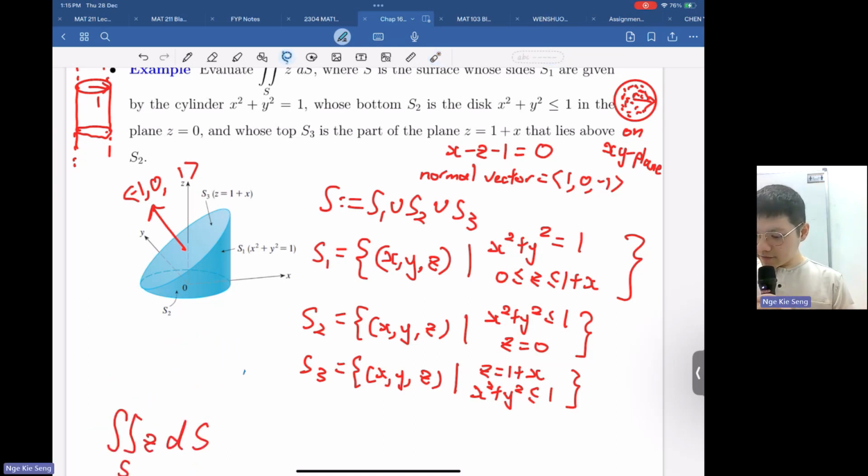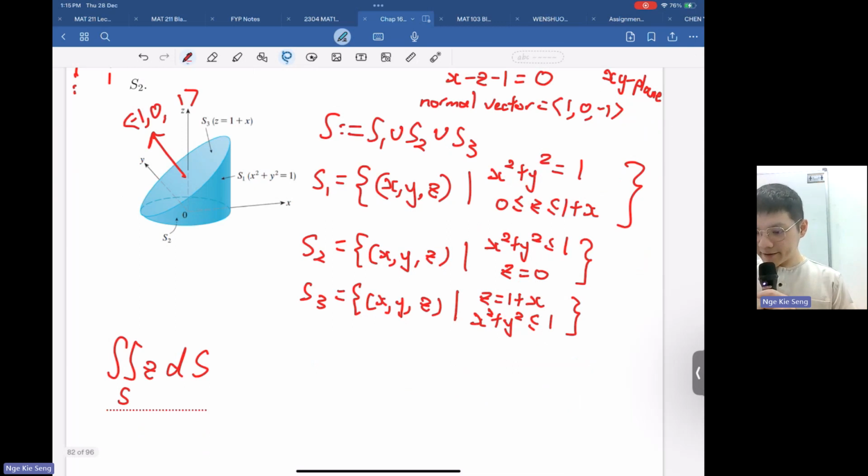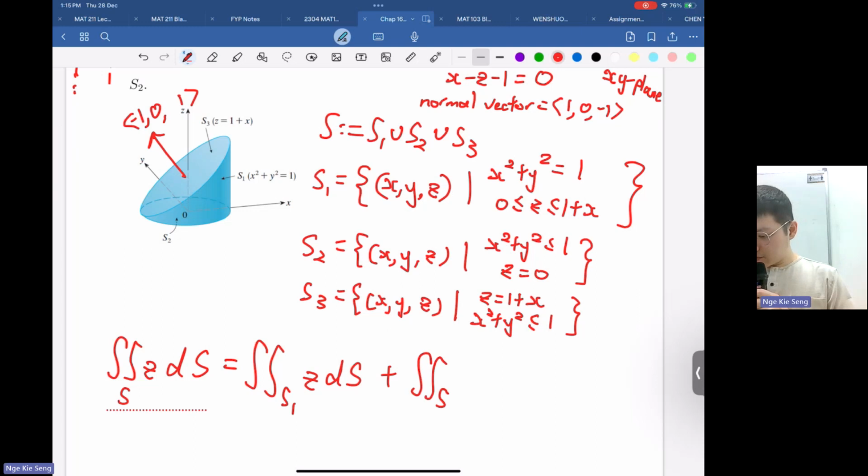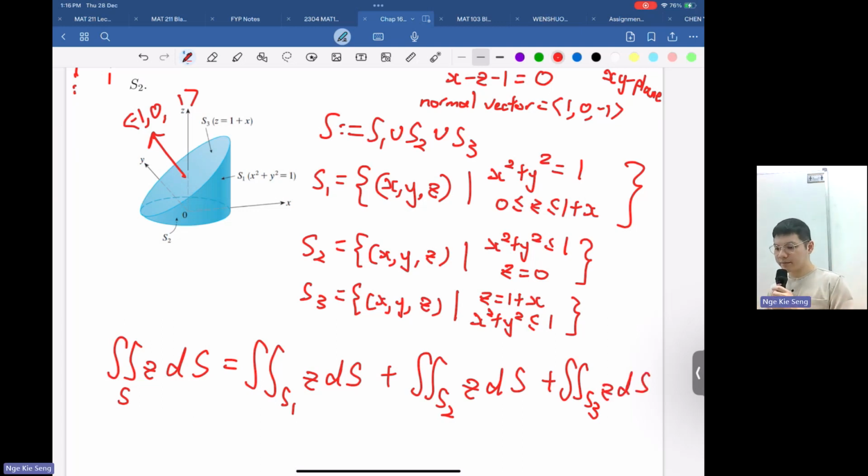So using the additivity of the integral, we can split the integral into 3 surfaces: S1, S2, S3. Note that this function here, my scalar function, really only depends on z. It doesn't really depend on x and y.